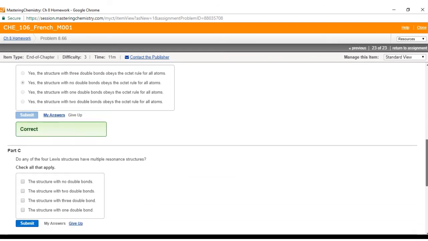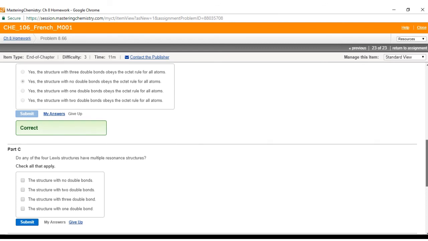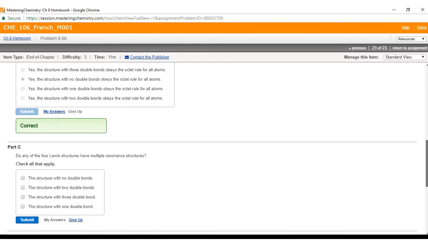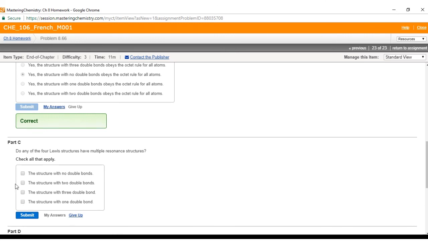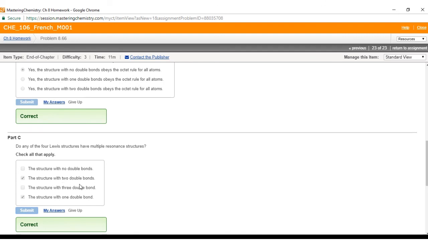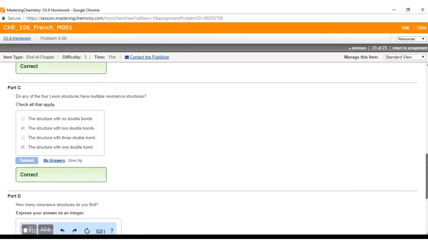And then, do any of these 4 Lewis structures have multiple resonance structures? Yeah, a lot of these Lewis structures have multiple resonance structures. But to have a resonance structure, you have to have double bonds. So the only available ones that can have resonance structures would have 2 double bonds or 1 double bond, because then we can move those lone pair electrons around. If we have all 3 double bonds, we can't move those electrons anywhere, there's no vacancy. And if we have no double bonds, there's nothing to move. So only those 2 have extra ones.